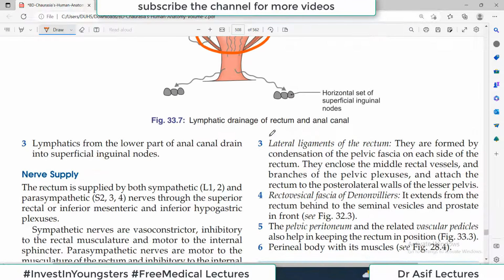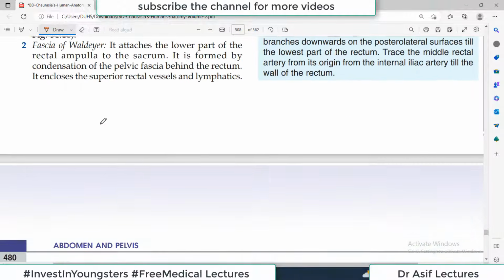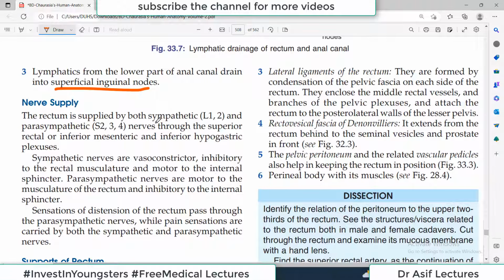So lymph nodes की बात हो गई. Lymphatics from the lower part of the anal canal drain into the superficial inguinal nodes. So anal region के बारे में बात करेंगे जब anal region पढ़ रहे होंगे. Okay, now the nerve supply. Rectum is supplied both by the sympathetic system L1 and L2 as well as the parasympathetic system S2, S3 and 4 through the superior rectal or inferior mesenteric or inferior hypogastric plexus.